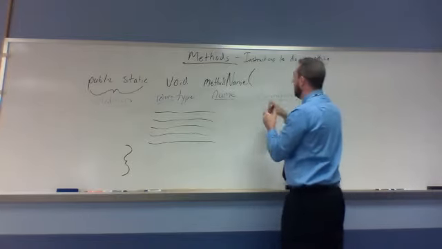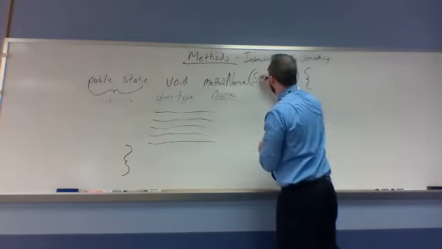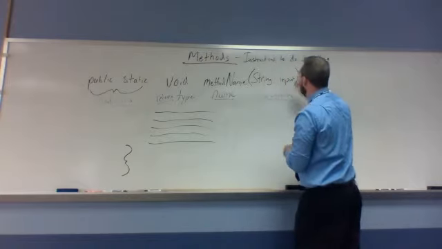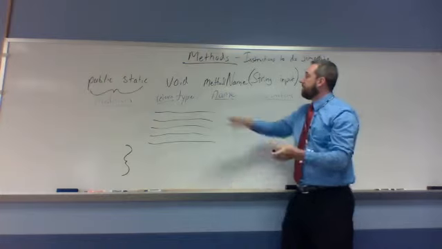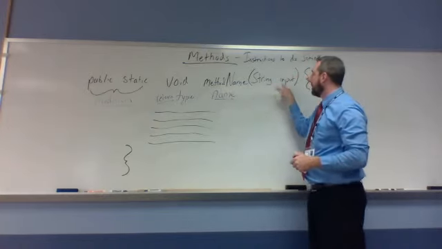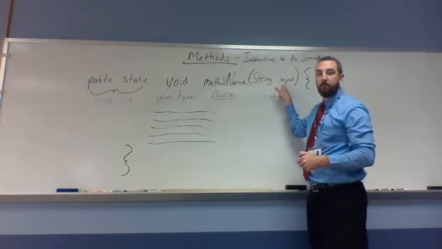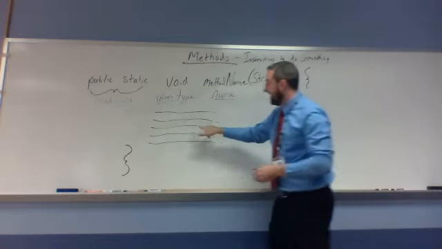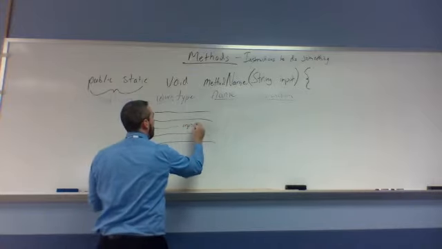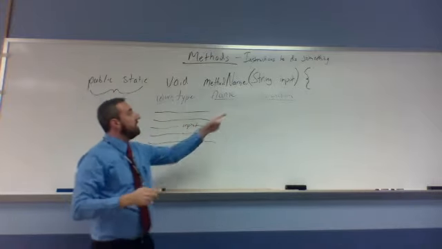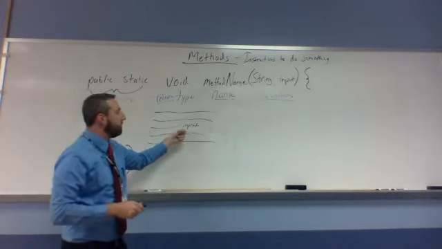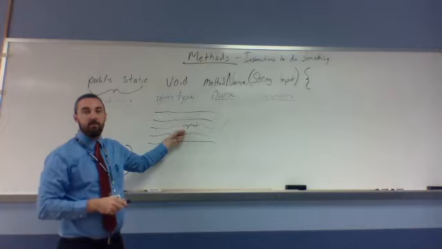So we might say, string, let's call it input. So in this case, if you want to do this method, you have to give me a string called input to make it happen. That input can now be referred to down here. So basically what we did is we declared a variable in the method definition so that we can refer to it down in the instructions.